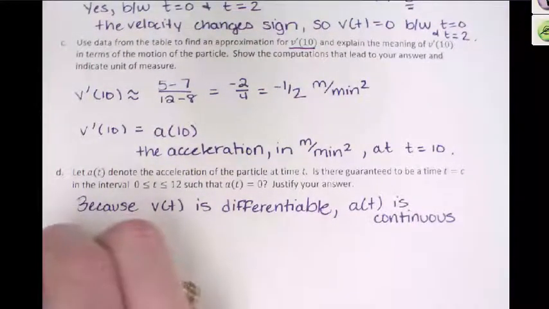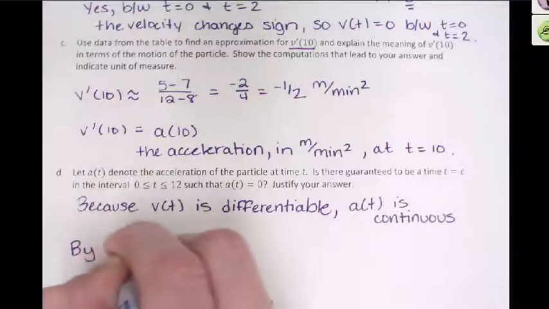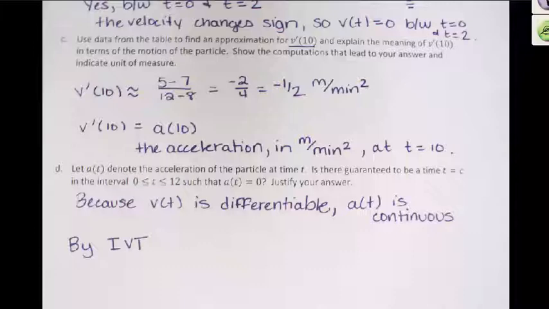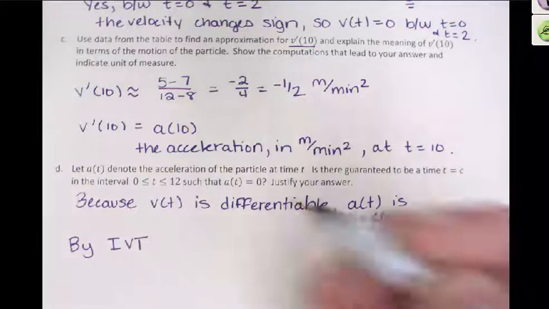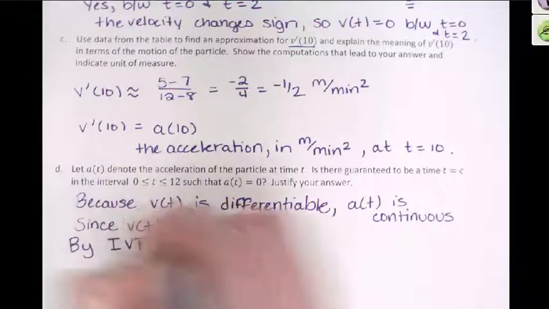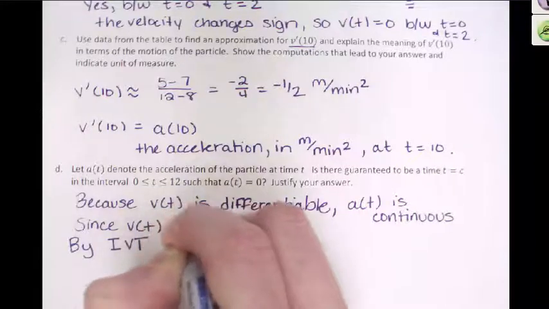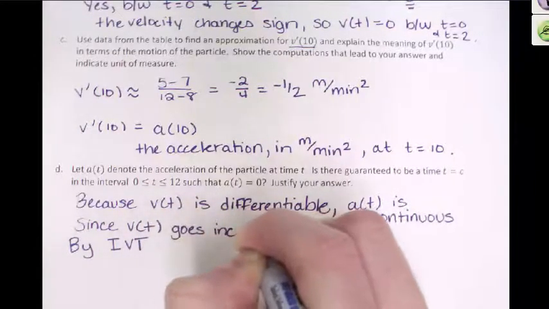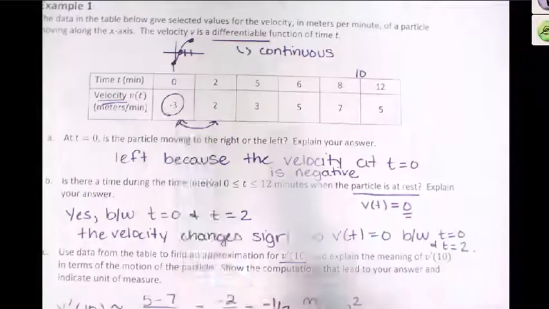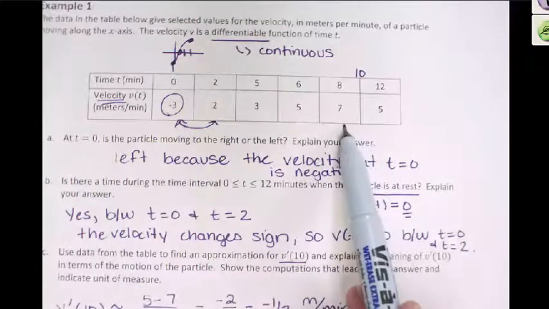So by IVT, if you remember, IVT says if you have two endpoints, you have to hit all the points in between them if you have a continuous function. So let's actually add this up here. Since the velocity goes from increasing to decreasing, and you can see that in the table, it starts out increasing until 8. It increases until time 8, and then from 8 to 12, it decreases.